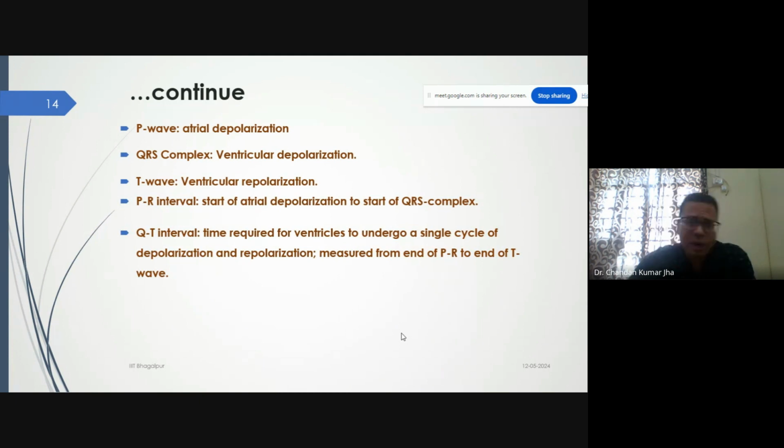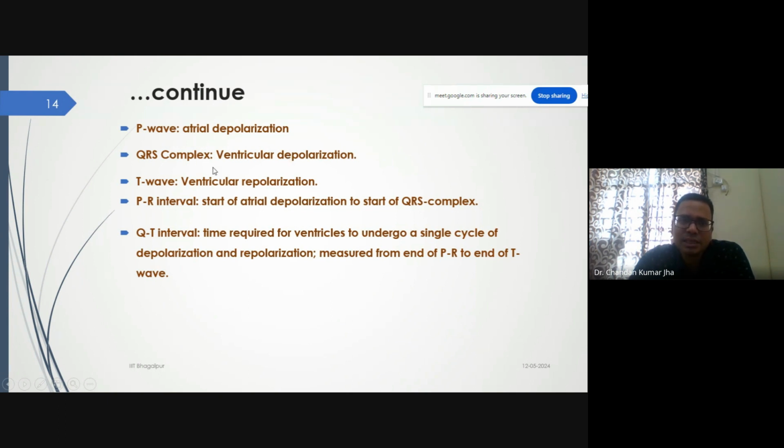Now, what does the P wave represent? If you remember the normal morphology of a normal heart cycle, in that case the P wave denotes the atrial depolarization, meaning contraction.